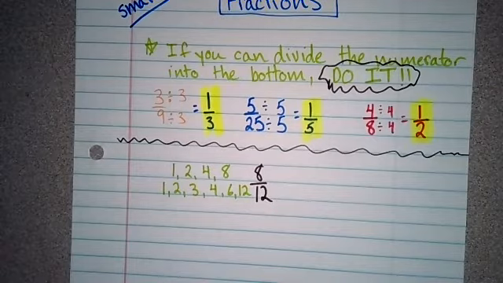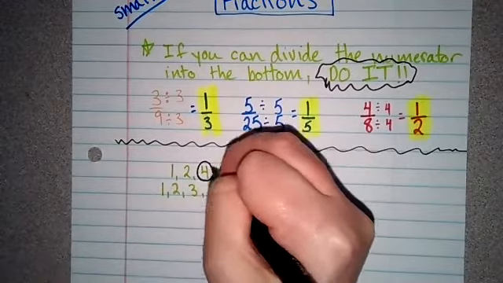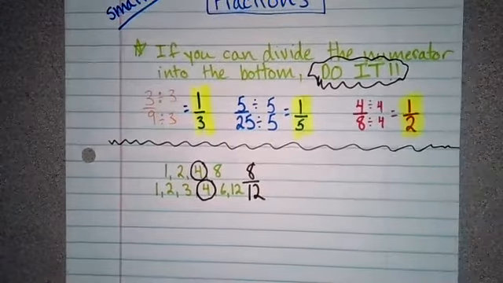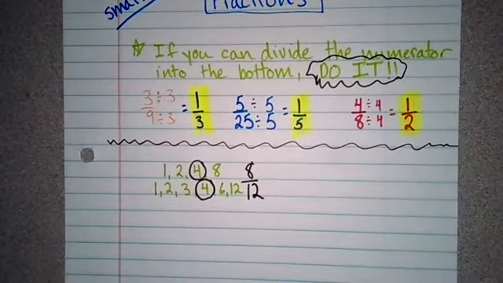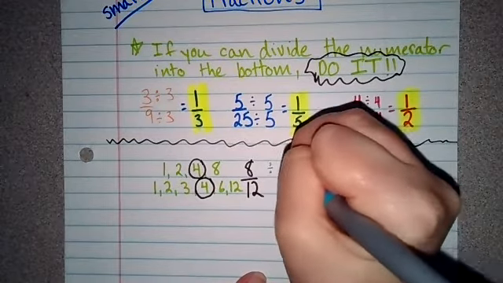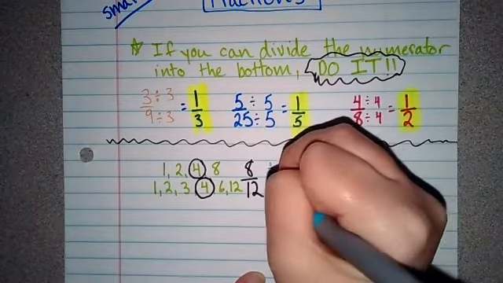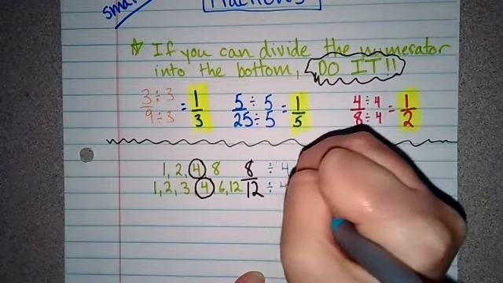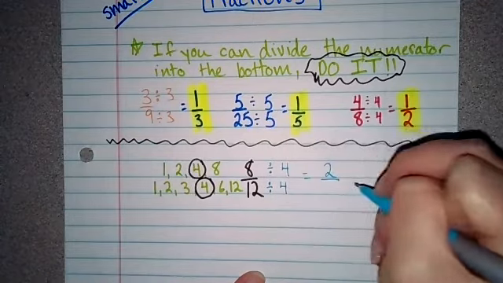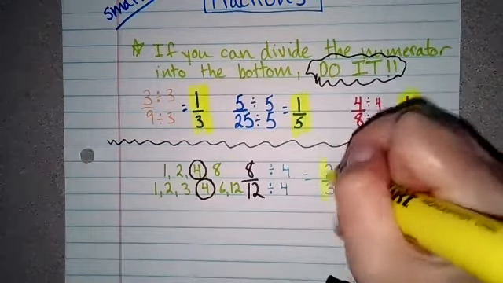And what you have to do is you have to circle the largest number that is in both lists of factors. So the largest number that is in both lists of factors is 4. So that is the number you divide by. So 8 divided by 4 gives you a numerator of 2. And then 12 divided by 4 gives you a denominator of 3. And there you have your equivalent fraction.